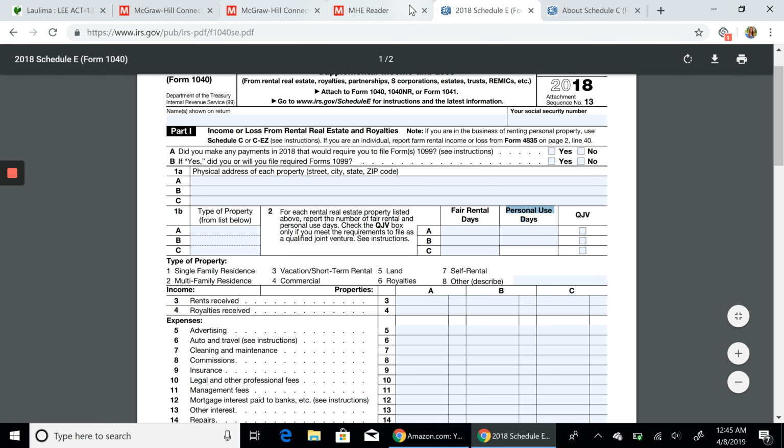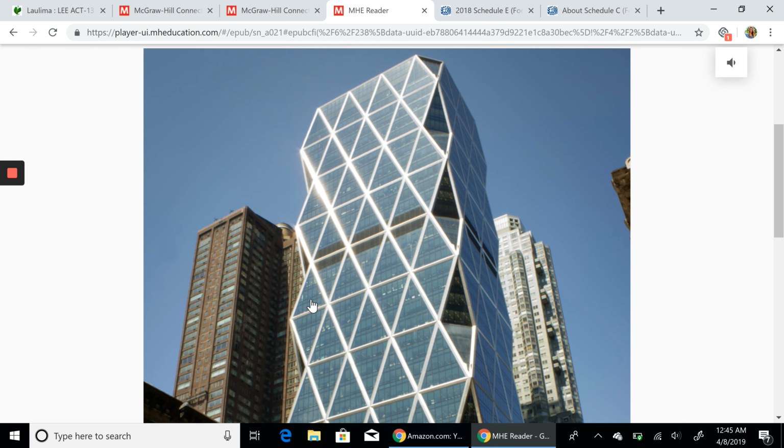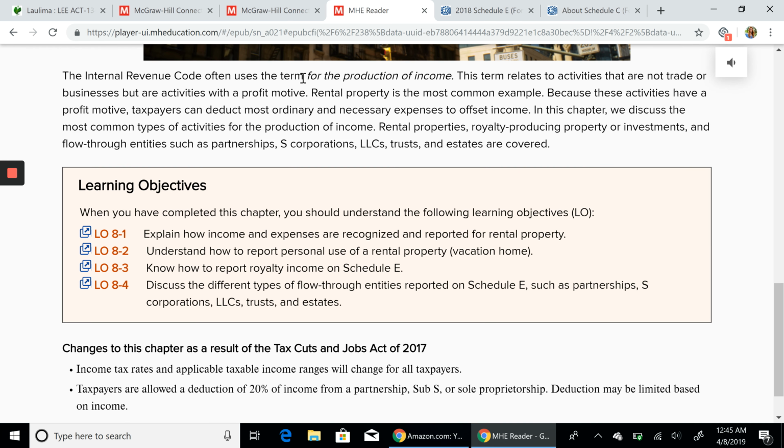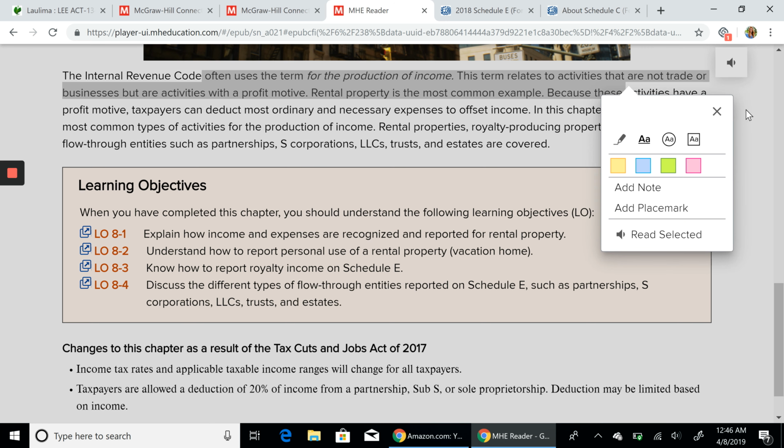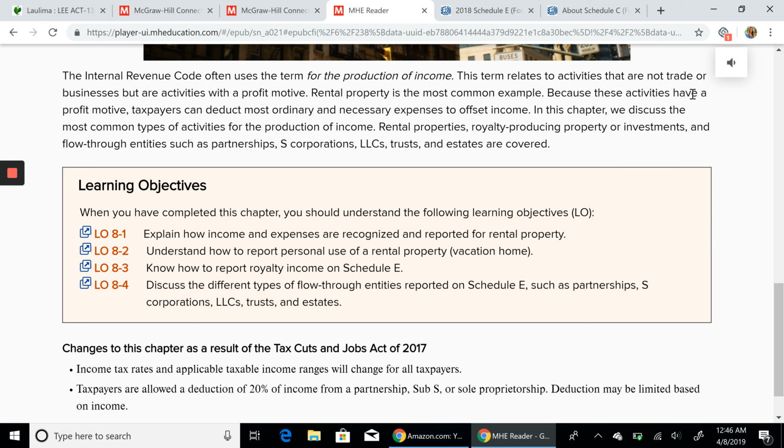And just to back up a second, a rental activity is this special, they use the term, as they say here, for the production of income. And this term means it relates to activities that are not trade or business, but are activities with a profit motive, rental property being the most common example. So there is a profit motive, so that's why we can deduct most ordinary and necessary expenses. And now they're going to talk about the most common types of activities of production of income.